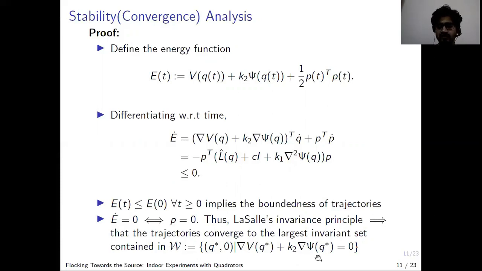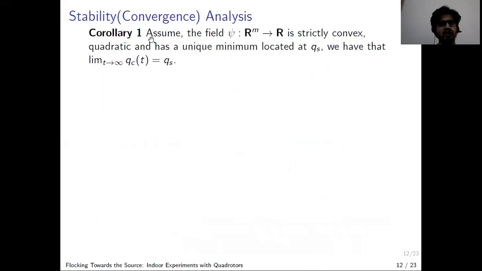For a special case of quadratic fields, we have the following corollary. This says that if additionally psi is strictly convex, quadratic, and has a unique minimum located at Q_S, then the center of mass of the agents, which is basically just the average of all agents, converges asymptotically to this source.